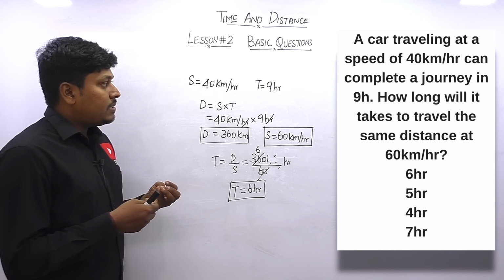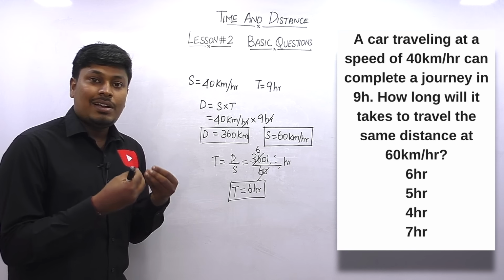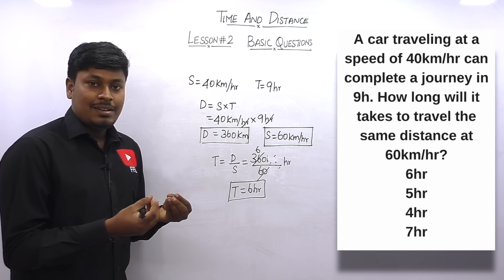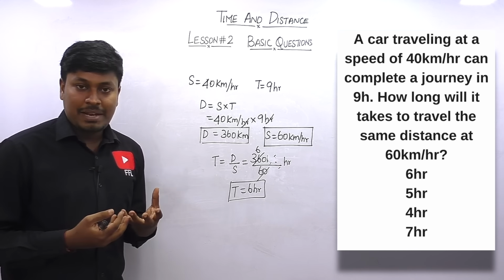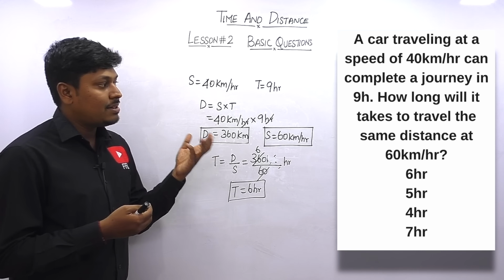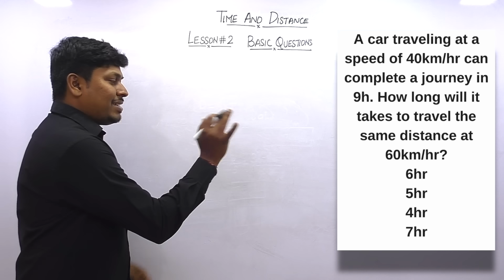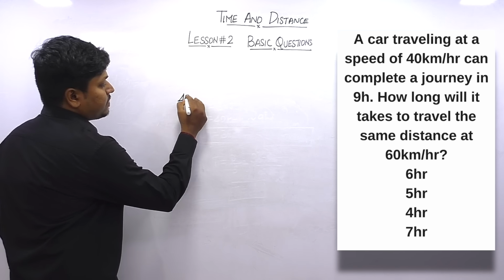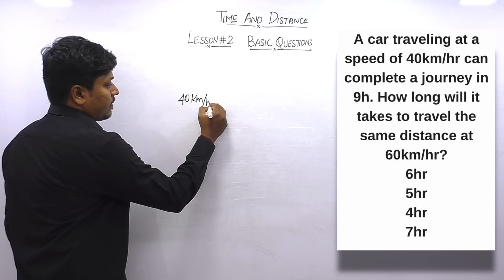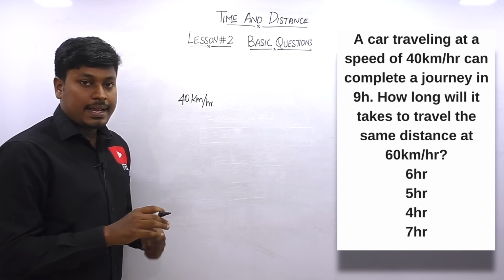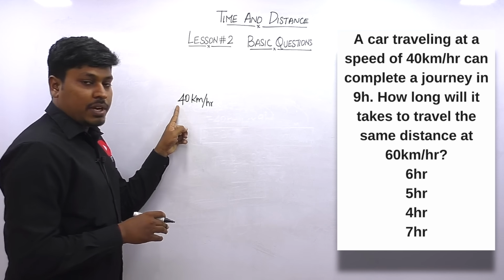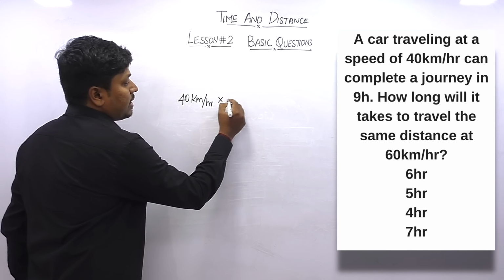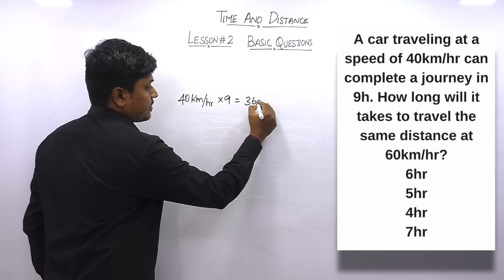So let me do one thing. We can solve by using a shortcut method, just by calculating the values in the mind itself, right? So let me solve this question in that method also. What they have given us: the car speed is 40 km per hour, right? How many hours is the car traveling? 9 hours. If 1 hour is 40 km, then 9 hours will be 360 kilometers.